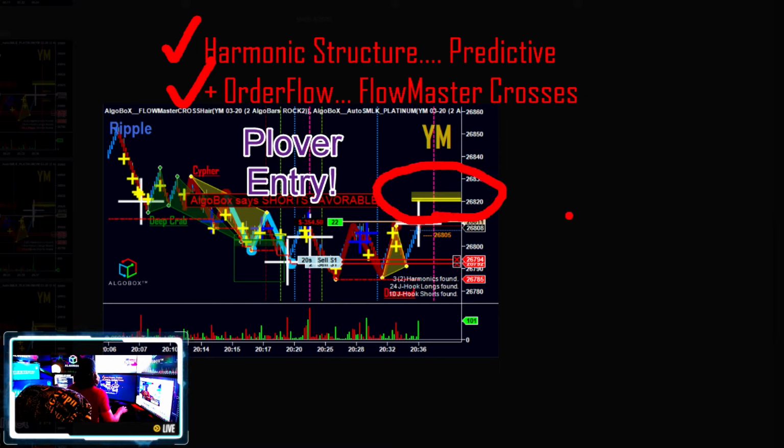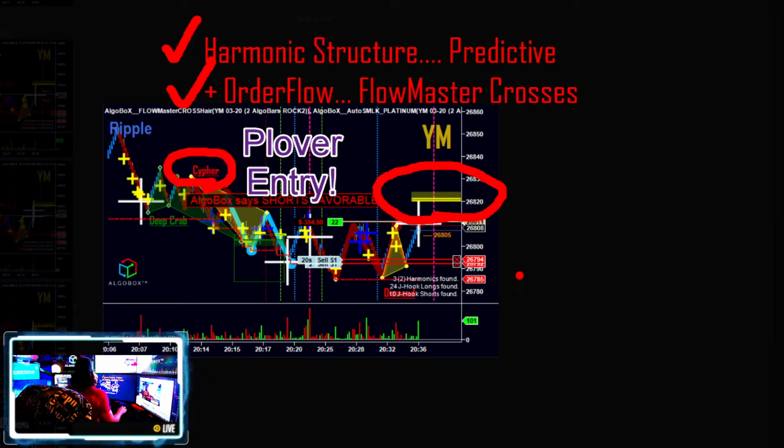If you see a yellow box on the screen, that means this is a location where a harmonic is going to complete. Not to be confused with an actual harmonic that is already formed. We are looking at a location that has not formed yet. We are going to assume that we are going to complete out a harmonic structure. Traditionally a harmonic structure is going to be used for the PRZ. The PRZ inside of a harmonic structure is the potential reversal zone.